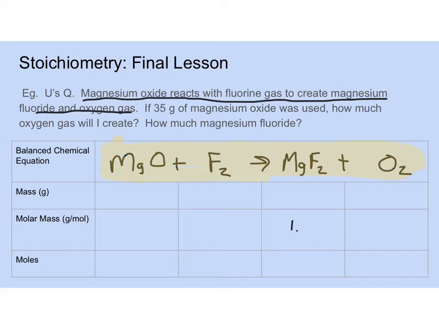You need to make sure that you have the formulas right, and then on top of that, we now need to make sure that we've balanced it. Okay. So if we look, my magnesiums, I have one on the left, one on the right. That's good. If I look at oxygens, I have one here, I have two there. That's not going to work. I'm going to have to put a 2 there.